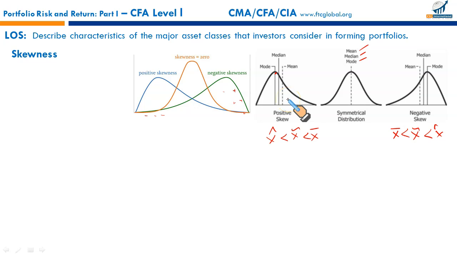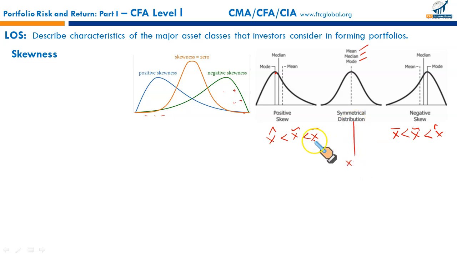So as I said, the distribution that is positively skewed has a large number of small negative values with a few large positive values. This distribution has a long right tail, as you can see at this point here. And this distribution, which is negatively skewed, has a large number of small positive values with a few large negative values, as you can see. So the distribution has a long left tail. And this one in the middle, the mean, median, mode are all the same. That's what a symmetrical distribution is all about.